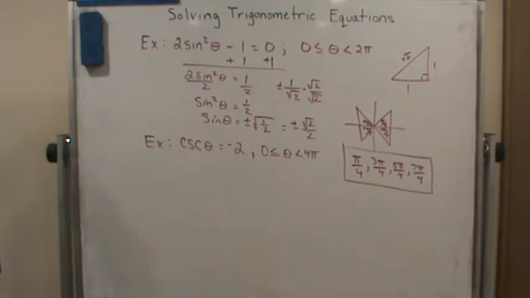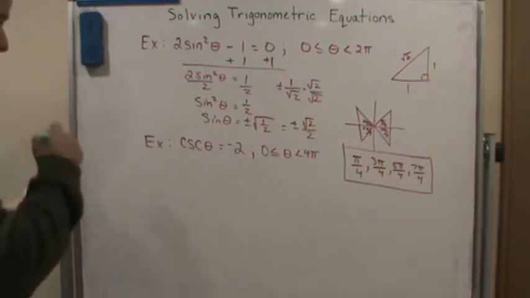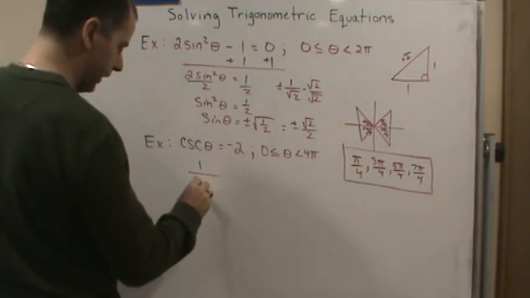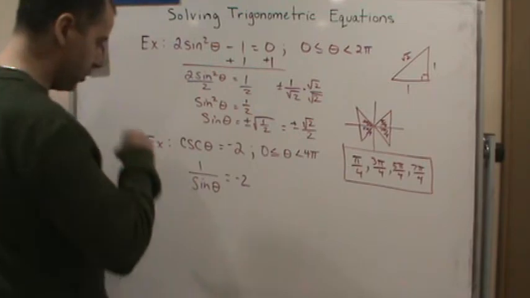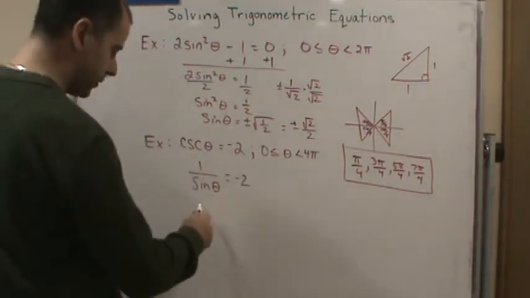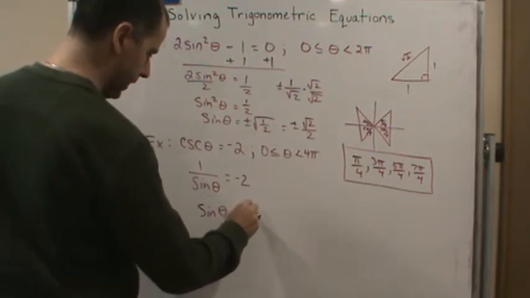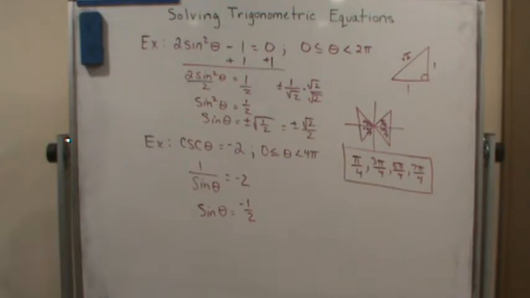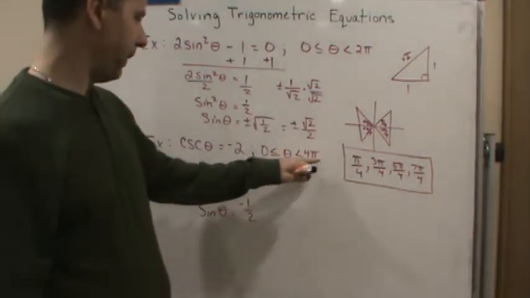Okay, let's look at this. First thing I'm going to do is write this in terms of the reciprocal function. So this is going to be equal to 1 over sine theta equals -2. So now if I solve for sine, that's going to give me sine theta is equal to -1/2. Okay, so now I need to know what angle from 0 to 4 pi.